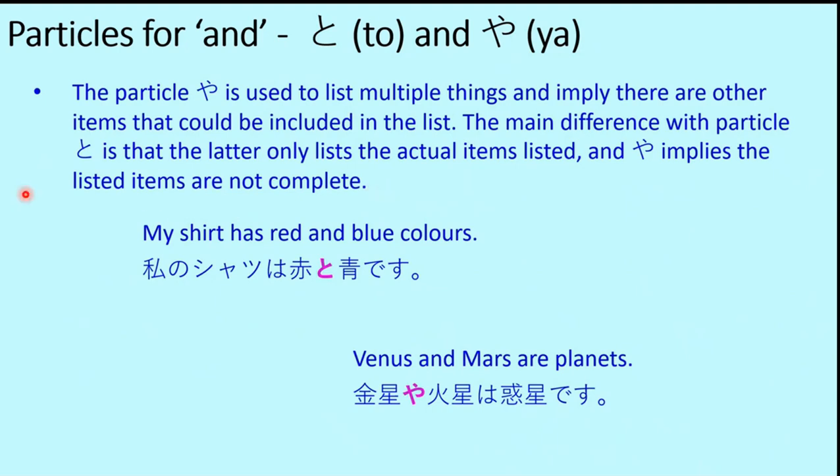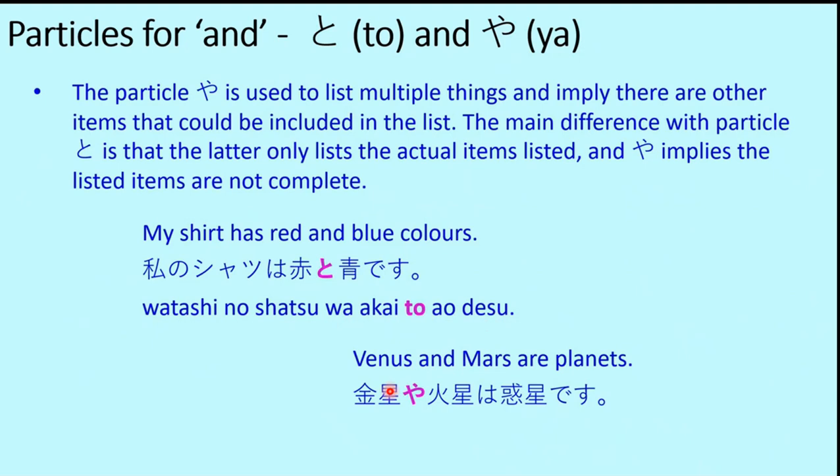My shirt has red and blue colors. Watashi no shatsu wa akai to ao desu. That means the shirt has only red and blue colors. There is no third color in the shirt. So that's why to has been used here, because it is definitive. The list is exhaustive. That means the list has only red and blue colors. Watashi no shatsu wa akai to ao desu. Akai means red, ao means blue. Red and blue.